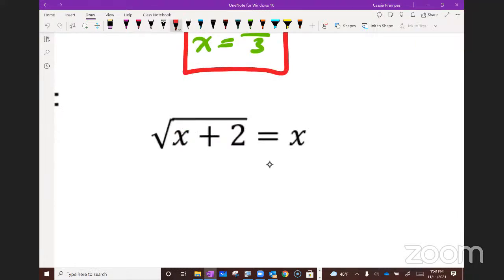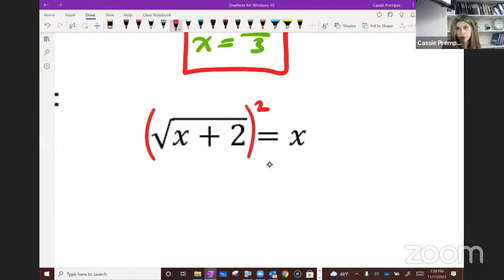Mrs. Prentice, I have a question. Is this 1.6? B, 1.6 part 2.